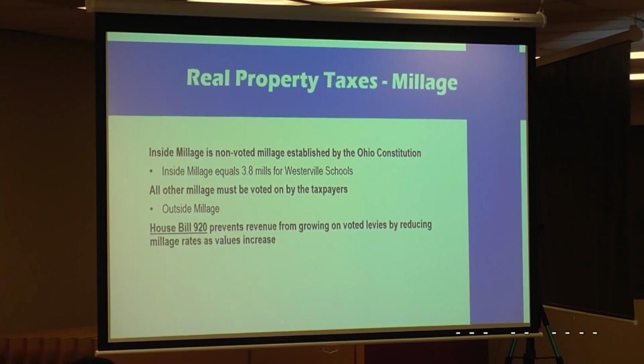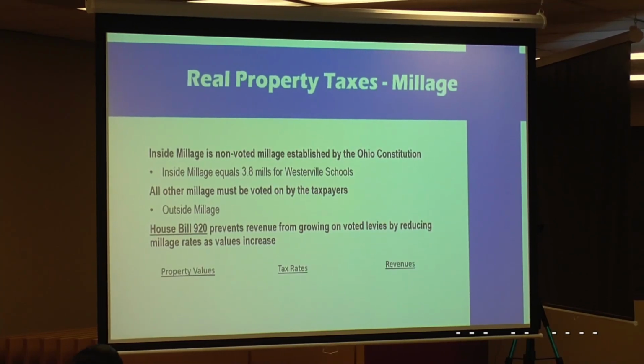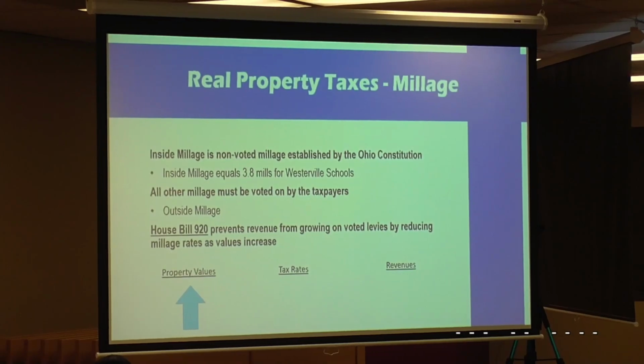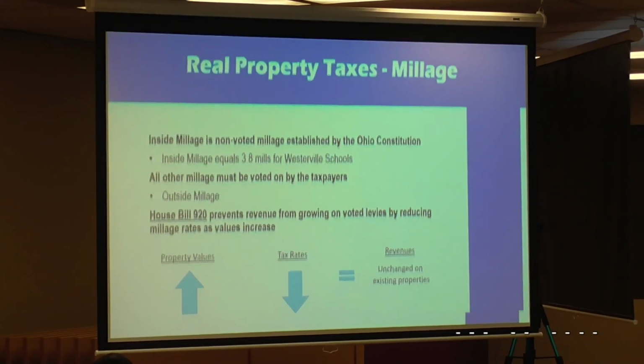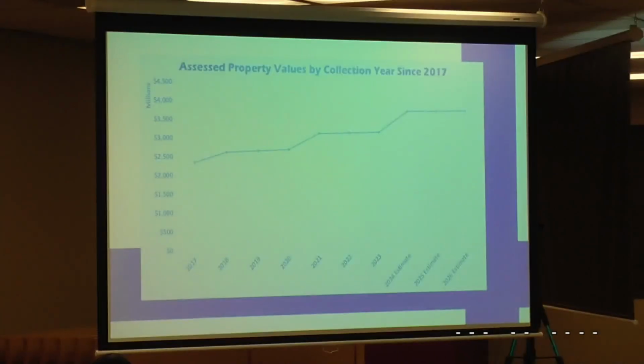House Bill 920 was passed back in the 70s, and it prevents revenue from growing on any voted levies by reducing the millage rates as values increase. So if we look at property values, this is very simple: as property values increase, tax rates decrease, which means revenues remain unchanged, essentially, on the voted levies. So to kind of show an example of this, we have the graph.